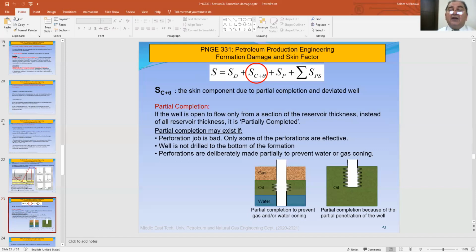So see, this is partial completion, guys. Here is partial completion. We do not drop the production casing all the way down to the bottom layer of the formation. Okay? While this one is the partial perforation. See, this is the gas cap, and here is the water support. And we need neither water production nor gas production. So what can we do? Partial perforation. Again, partial completion, as I said, and partial perforation. We use part of the reservoir potential represented by the reservoir thickness. This is described by skin factor also.